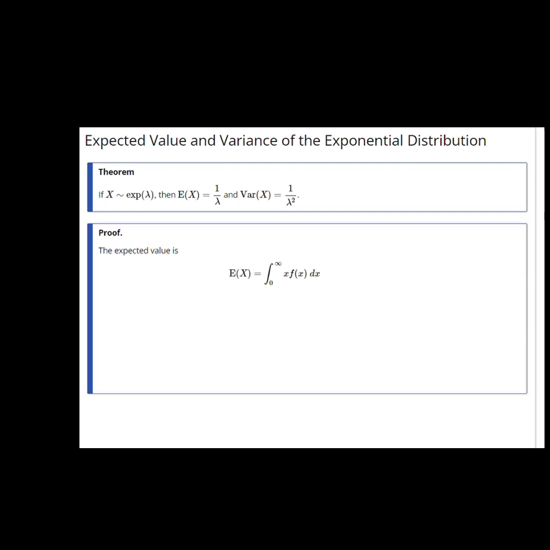It's easy to check the expected value. It's the integral of x times f of x dx from 0 to infinity, which is the integral of x lambda e to the minus lambda x dx. And if you change variables to z equals lambda x, this becomes 1 over lambda times gamma of 2. And remember, gamma of 2 is 1, so that's 1 over lambda times 1, or 1 over lambda.